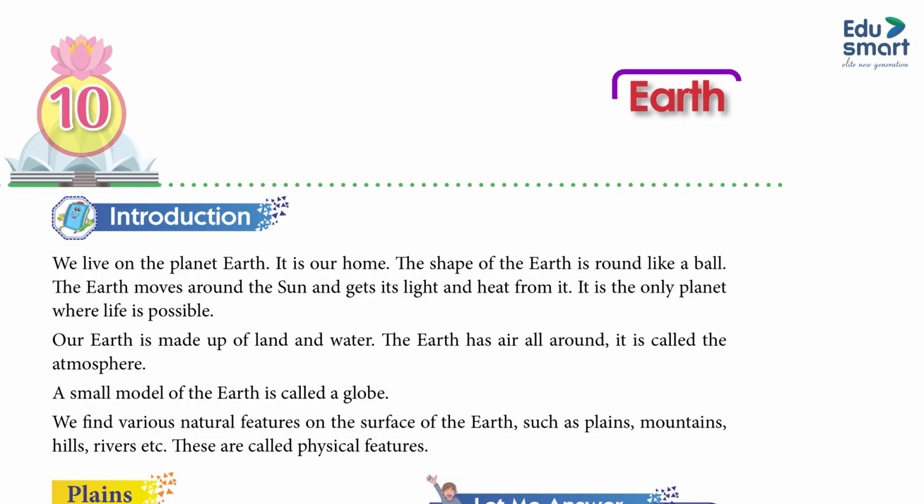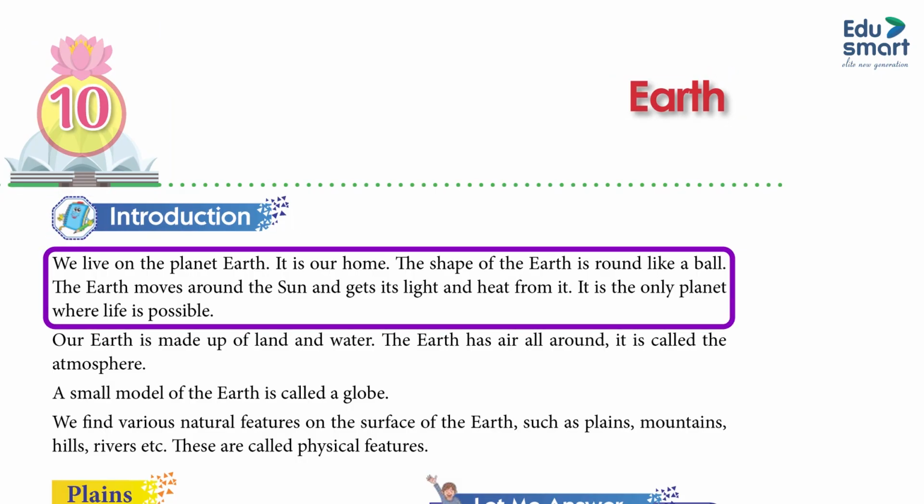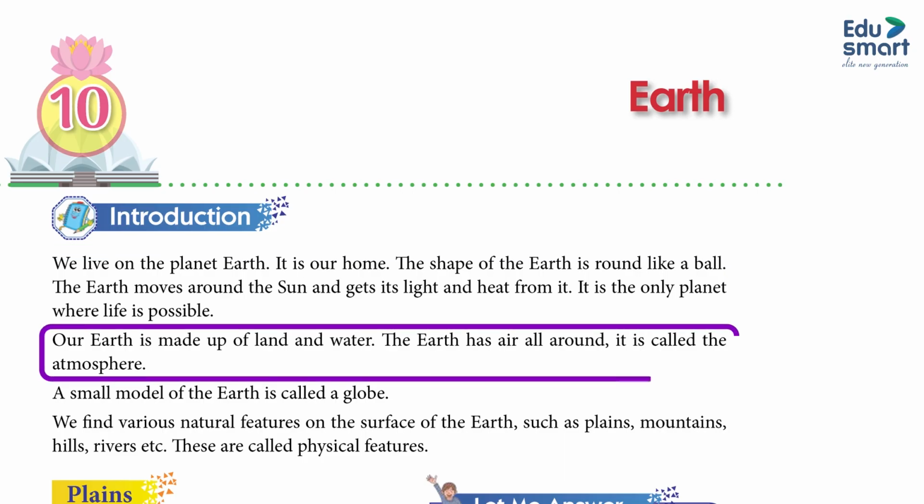Chapter 10: Earth. Introduction. We live on the planet Earth. It is our home. The shape of the Earth is round like a ball. The Earth moves around the sun and gets its light and heat from it. It is the only planet where life is possible. Our Earth is made up of land and water. The Earth has air all around. It is called the atmosphere.